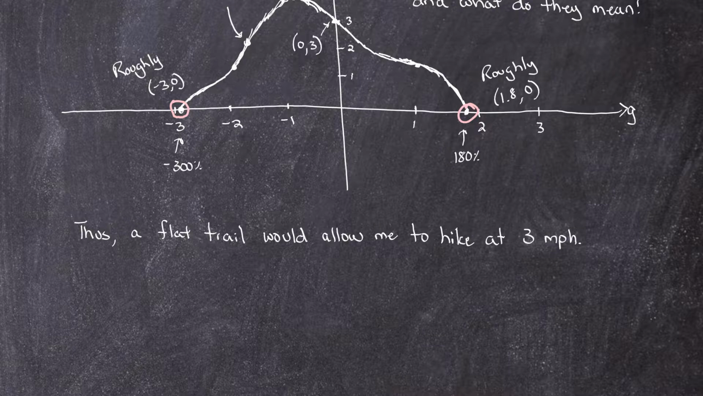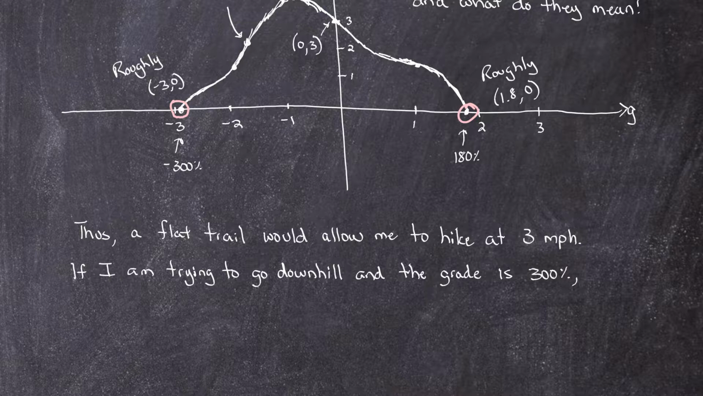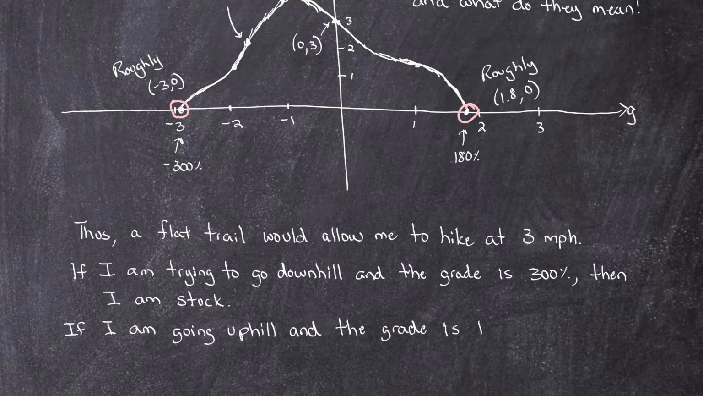Well, the leftmost means that if I'm going downhill and the trail is super steep at a -300% grade, I just give up. I can't move forward. I'd likely fall down the hill. Likewise, if I'm still climbing and the trail has a 180% grade, I just can't make any progress. I can't climb that steep hill.